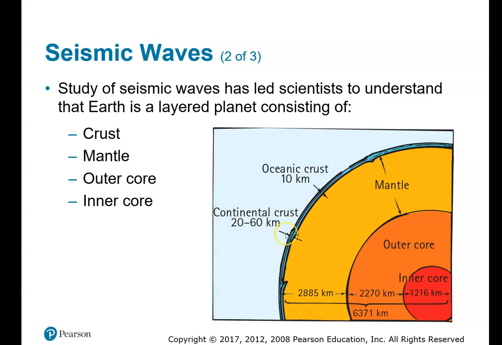There are two major types of crust. There is the continental crust, where of course the continents are, and as we talked about before in chapter 20, that's where we find granite. And then the oceanic crust, which is made mostly of basalt.